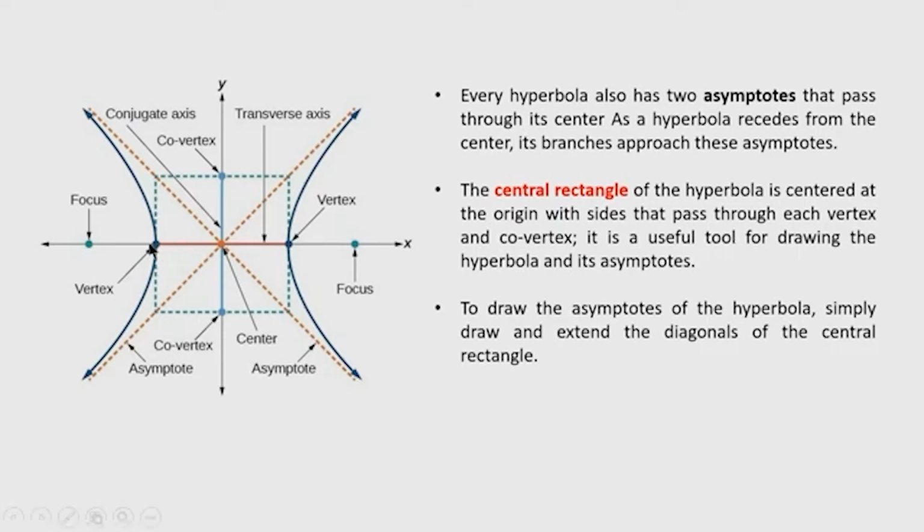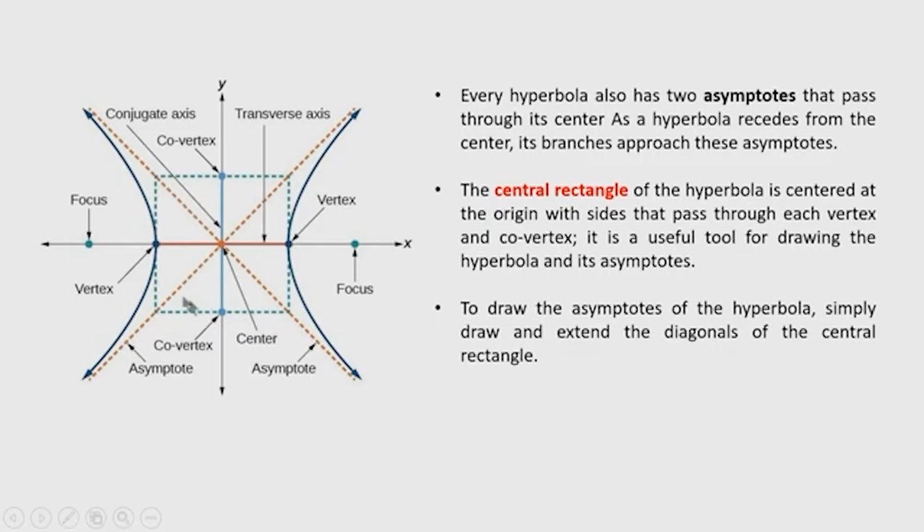So, one side is the distance between the two vertices. That is, if a is the distance of one vertex from the axis of rotation, then the side of this rectangle is twice a. The co-vertices are at a distance b from the transverse axis. So, if it is a distance of b from the transverse axis, the length of this central rectangle is twice b. So, twice b is the length and twice a is the width.